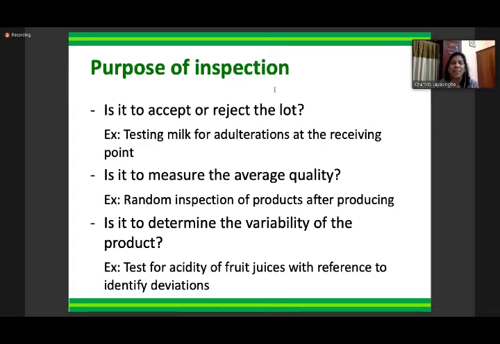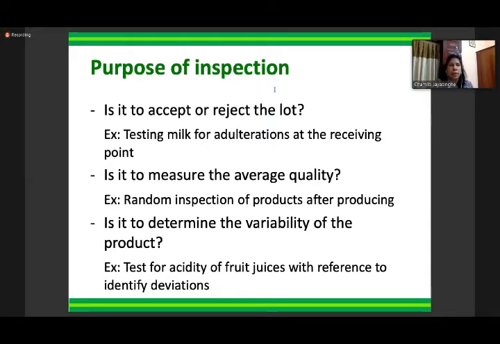Is it to measure the average quality? Sometimes, as I mentioned, in the tea leaf situation, they measure the average quality, or the random inspection of product after producing. This is the average quality. Sometimes they check, especially in the case of biscuits. If they see that it's over roasted, then they reject it, right? They reject, meaning they are not going to give it to the company or the market. And they measure the average quality. Random inspection of products after producing is done for this purpose.